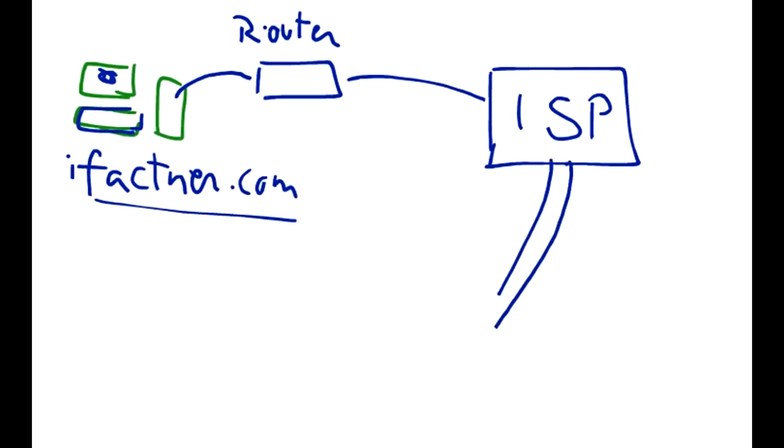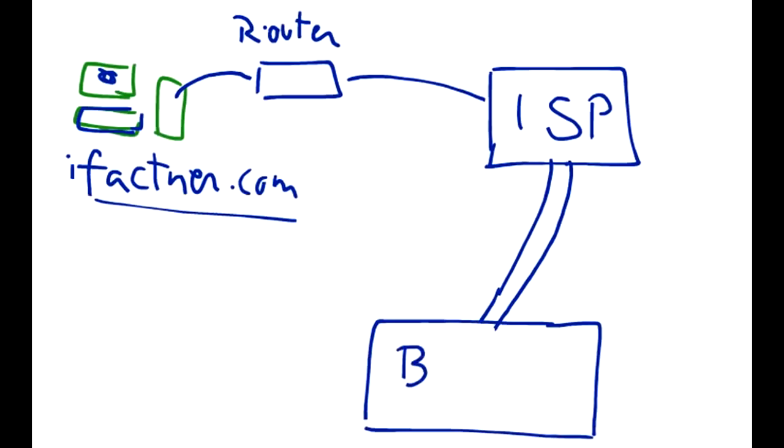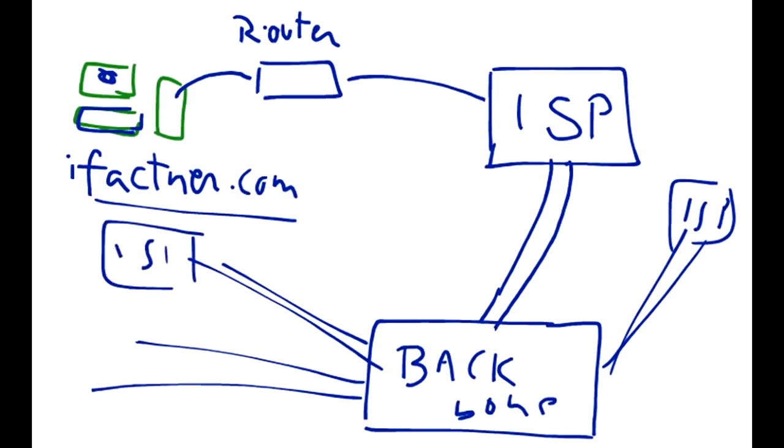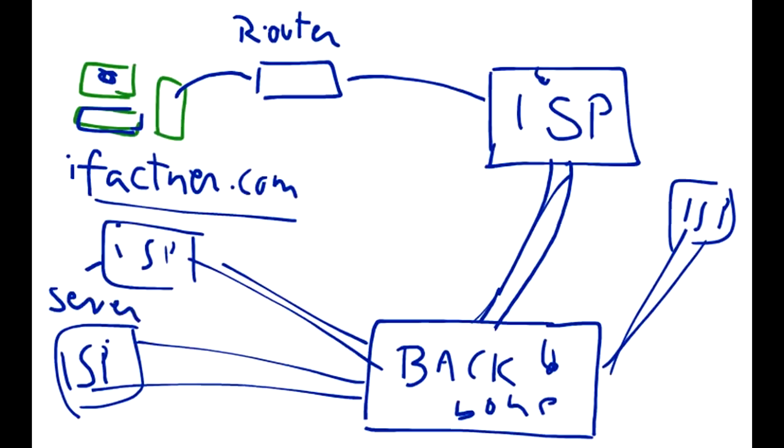Our ISP may be connected to a larger ISP, a backbone service provider, and this backbone service provider may be connected to different other ISPs. You have to enlarge this network. So there can be different backbone providers, different smaller ISPs, and a lot of clients, and these ISPs have got servers. So let's suppose ISP3 has got a web server in Florida, and ifectioner.com is hosted on that web server.